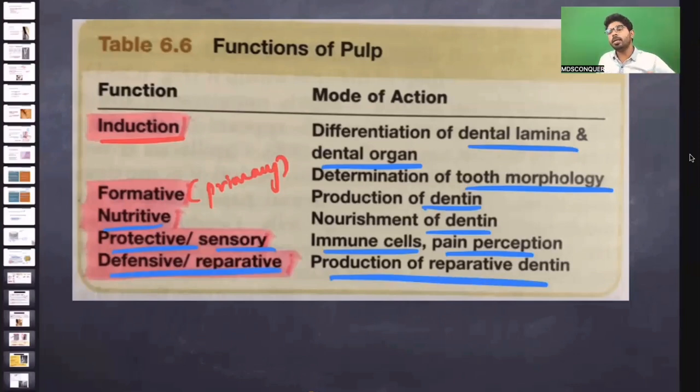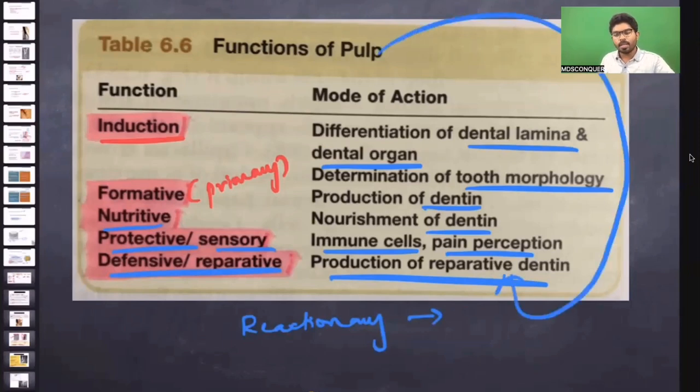I told you 2 types of dentin. One is reactionary dentin, which is from existing cells. Whereas reparative dentin is from which cells? Reparative dentin is from cells of the pulp. The new cells are going to come from undifferentiated cells. Where are undifferentiated cells present? They are present in the pulp. They are coming from the pulp. The defense and reparative function is a function of the pulp in which it is helping dentin.